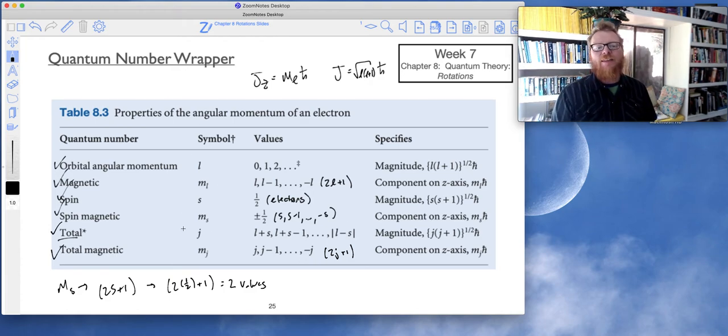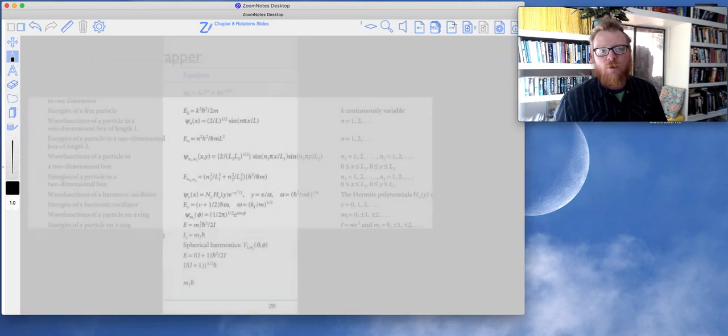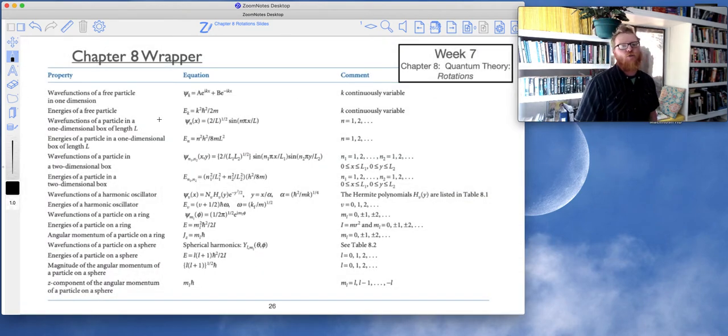So we're going to see the use of all of these quantum numbers quite heavily in spectroscopy. So make sure that you're familiar with these. And then we're also going to see how principal quantum number n connects to all of these. Okay, so let's do an equation wrapper.